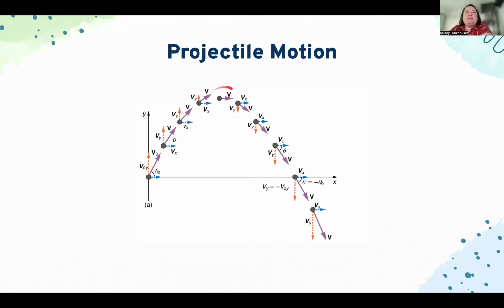And an important thing to note is this represents the maximum height in projectile motion, and that is when that velocity in y is 0. But velocity in x is not 0 there.